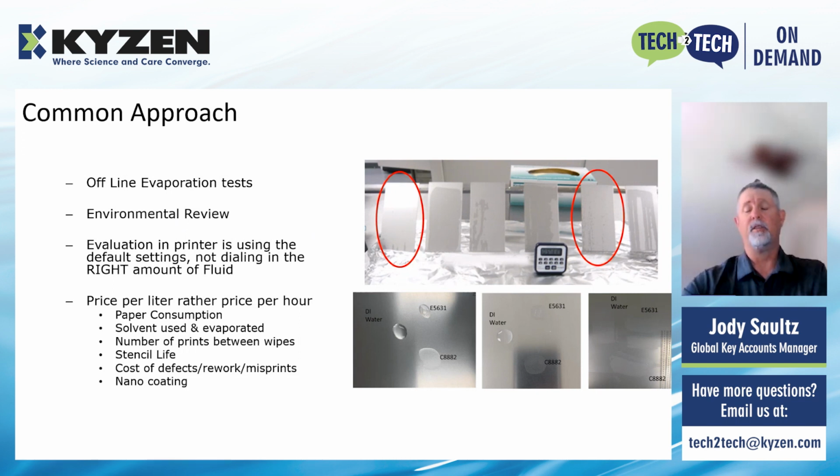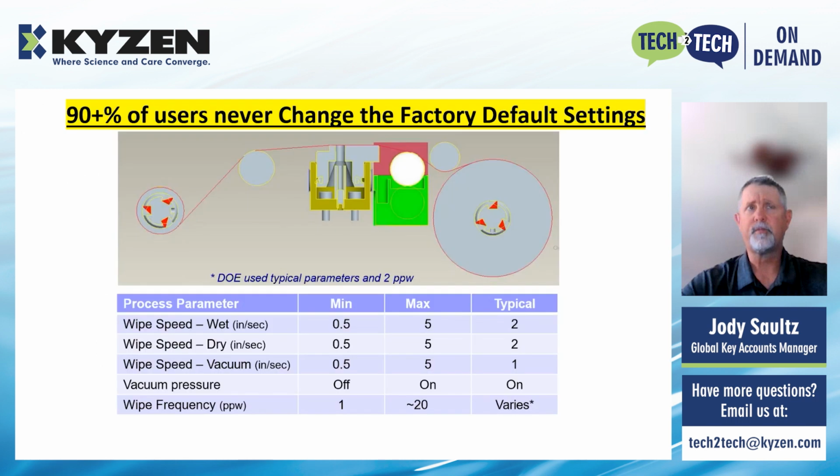Price per liter rather than price per hour. Look at that paper consumption, solvent used and evaporated, number of prints between wipes, stencil life, cost of defect, rework, misprints, like I said, and then nano coatings. Try to understand the whole process of these chemistries and how they affect the different areas of your process.